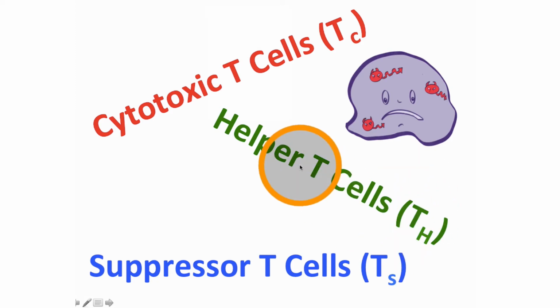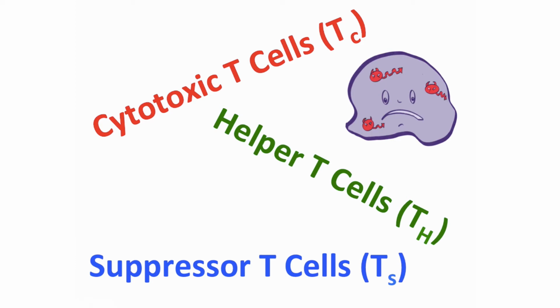We have helper T cells, which help regulate other cells. They activate cytotoxic T cells and suppressor cells, and they help promote the growth of B cells. Helper T cells are the ones that are destroyed during the HIV/AIDS virus. And then we have suppressor cells that actually suppress the cytotoxic T cells and the helper T cells so they are not overactive.